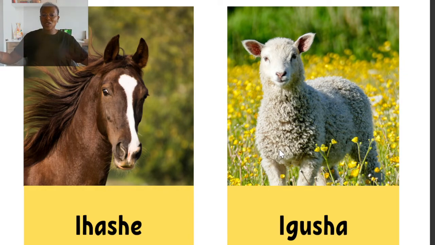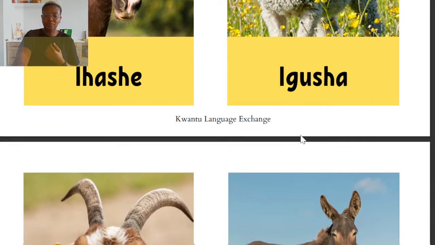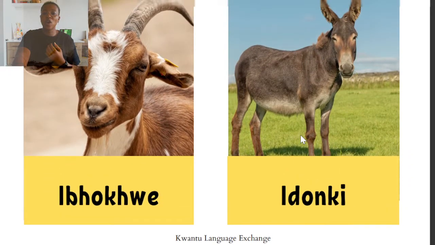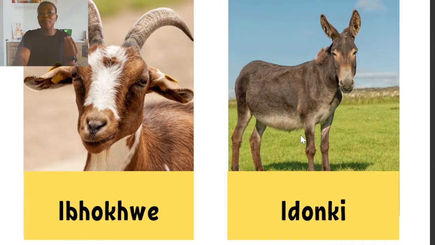Now, what I didn't do is give you the plural forms of these, because I want you to practice this first. And like I said, join the course, or the Patreon, wherever, because that's where I'll be hanging out a lot and teaching you more. So, ihashe, igusha. Then for a goat, we say ibhokwe.